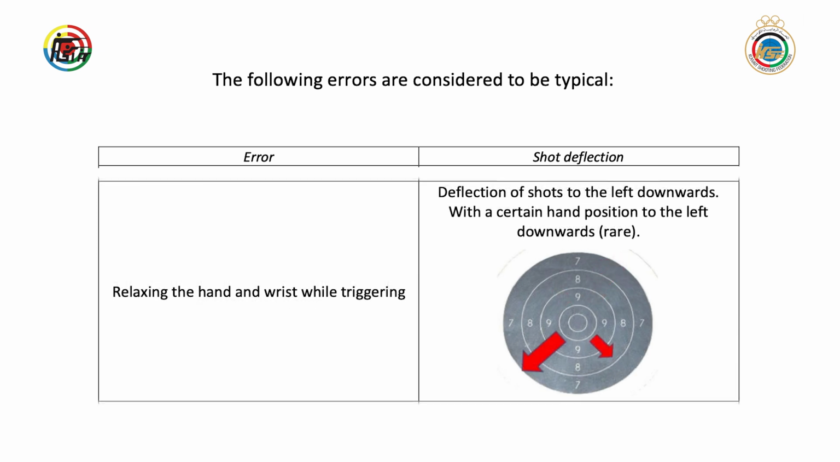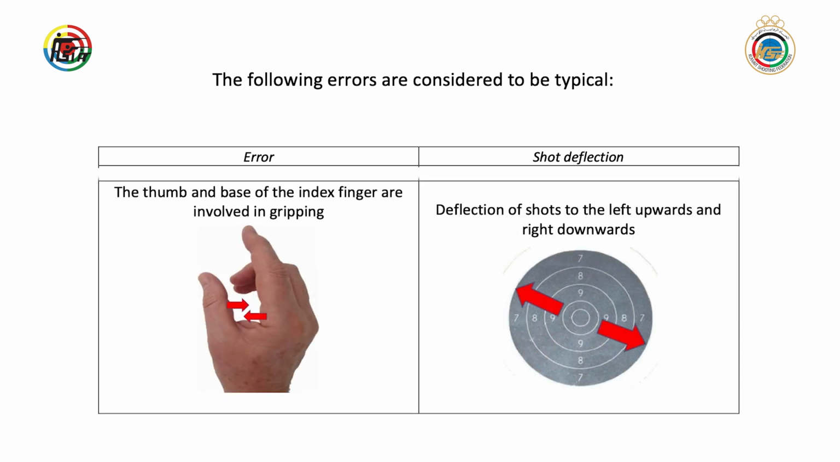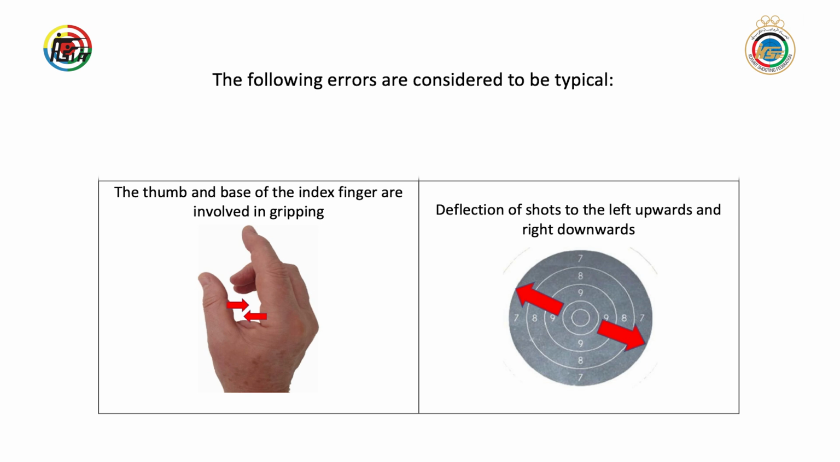Relaxing the hand and wrist while triggering. It will cause deflection of shots to the left downwards, and in some cases to the right downwards, but it's rare. The thumb and base of the index finger are involved in gripping. It will cause deflection of shots to the left upwards and to the right downwards.